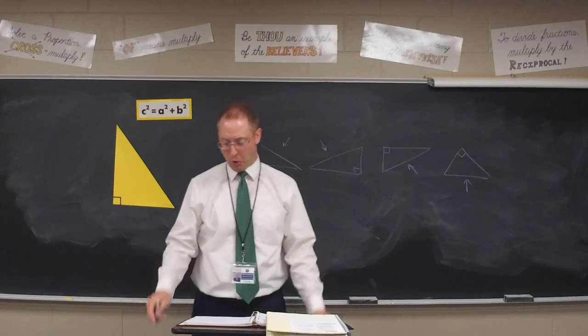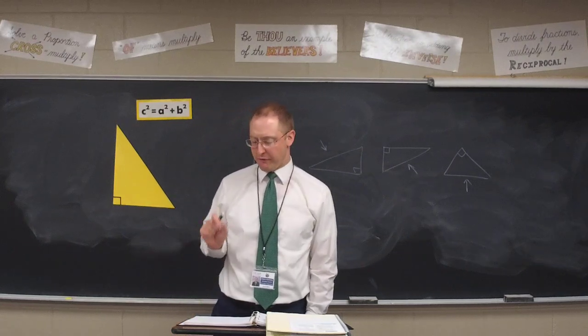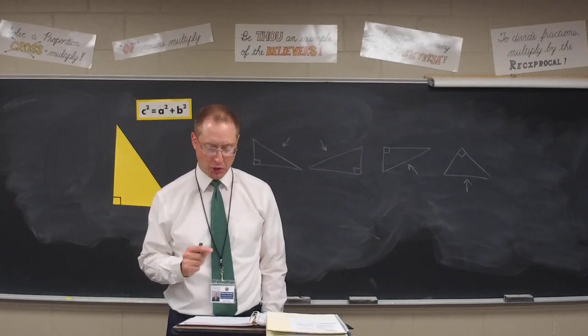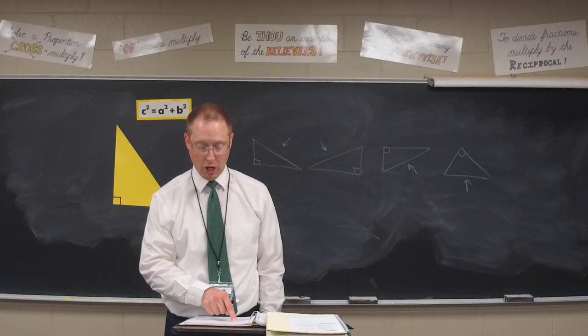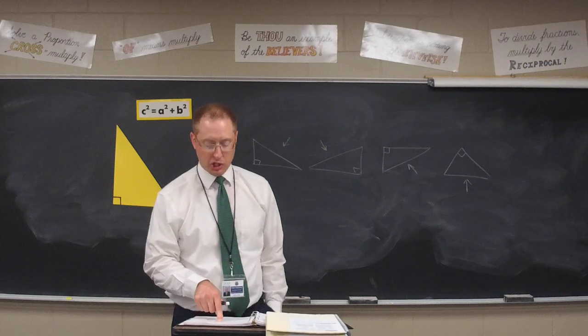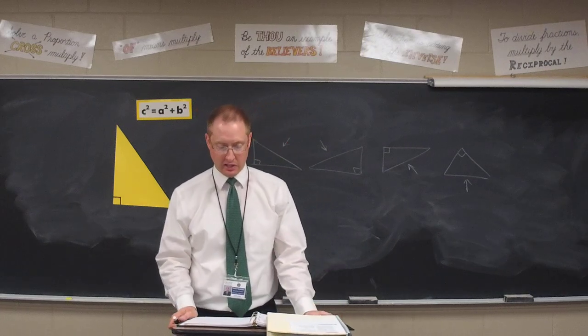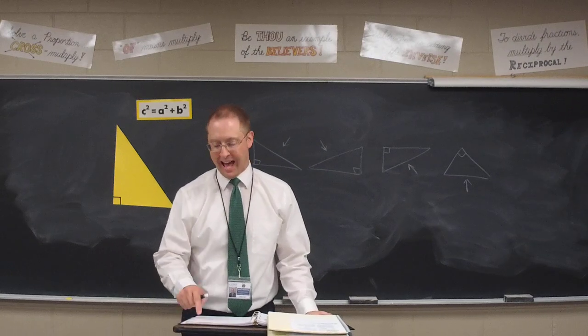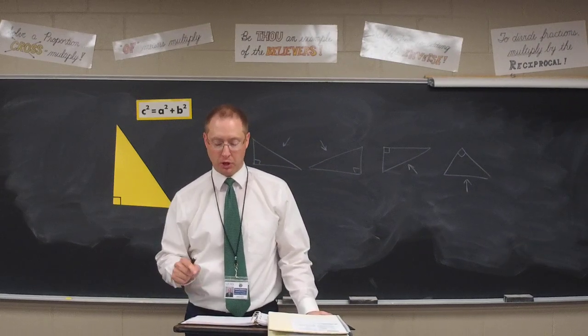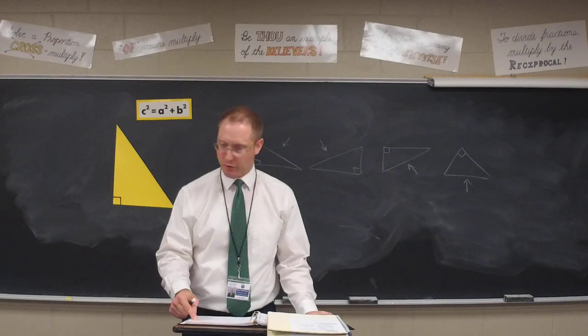Now look at the next row. Do you see on that first triangle, class? I've labeled the 2 legs, but I haven't labeled the hypotenuse. Look at the next one. Do you see on the next one? I've labeled the 2 legs. I have not labeled the hypotenuse. And on the last one, class, I've labeled the legs, but not the hypotenuse.